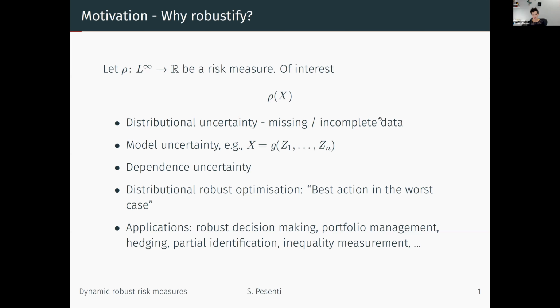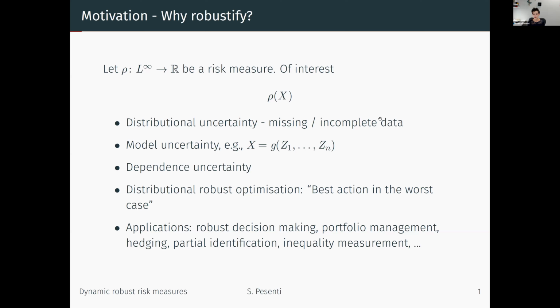So of interest is my rho of X, and typically what we want to do is robustify this risk measure. And so how do we robustify, and what do we mean by this? Here in this talk, I typically talk about distributional uncertainty. So for example, you could think you have some data from which you estimate your random variables. So for example, you want an estimator of, let's say, your value at risk. So you have an empirical distribution, for example, or you have a parametric distribution that you estimate.